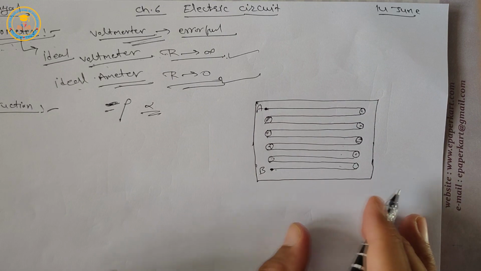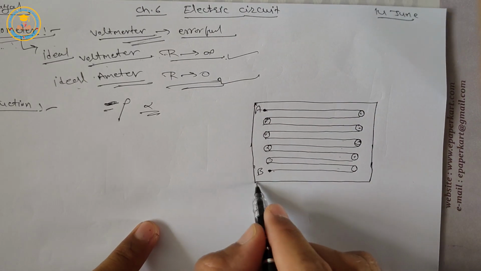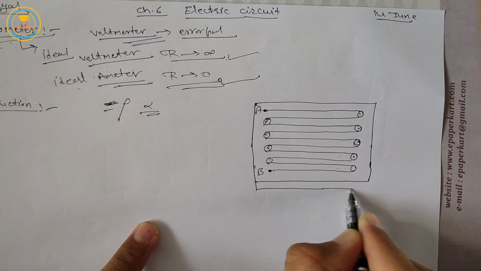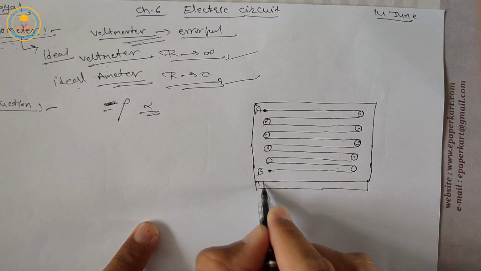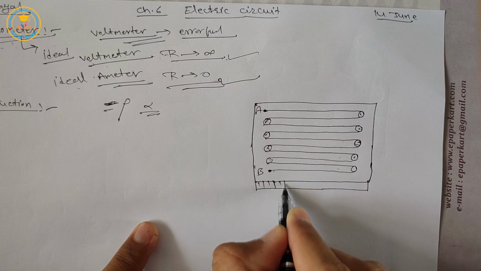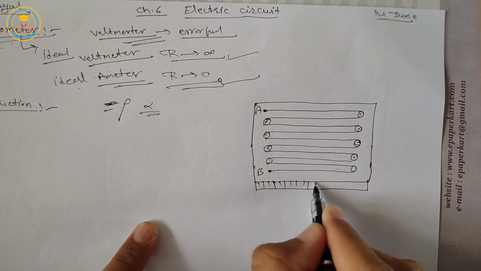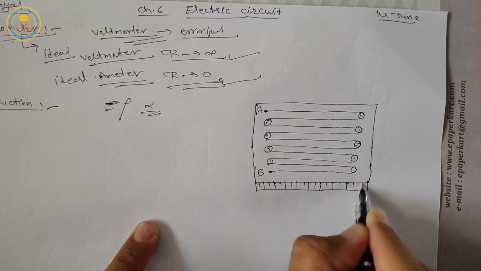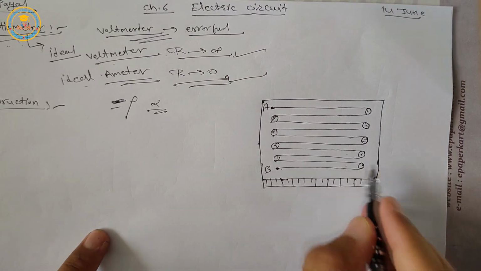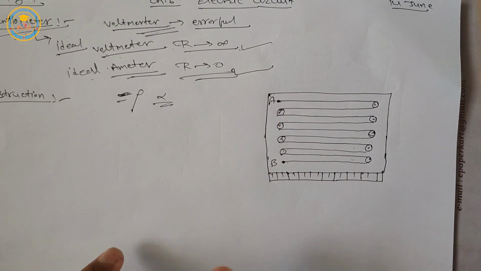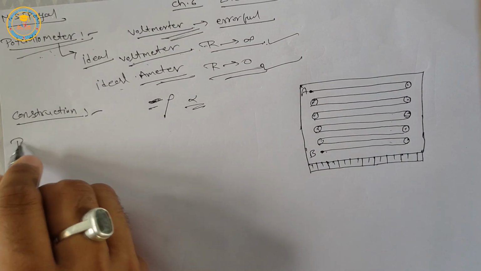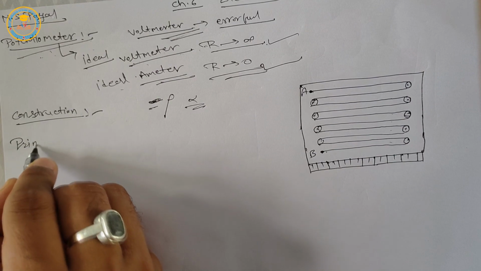Now a metric scale is fixed parallel to the wires. This is a metric scale. So this is the construction, this is the figure of a potentiometer. Now we define the principle of a potentiometer.